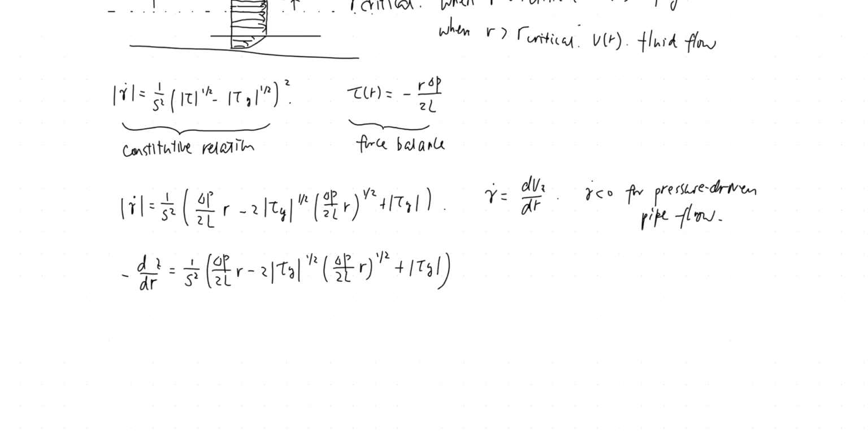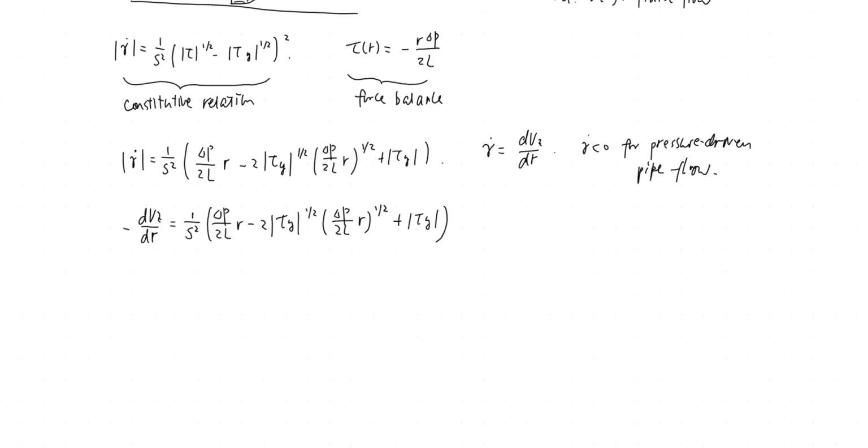First of all, that is a random plot. Now what we are going to do is just integrate it. So you can separate the variables. You put v_z to the left-hand side and the dr to the right-hand side, and you integrate it from 0 to r.